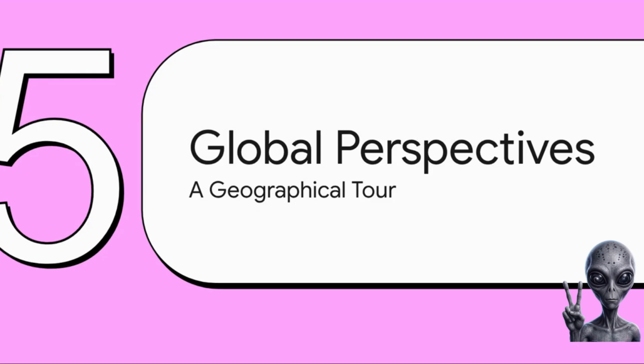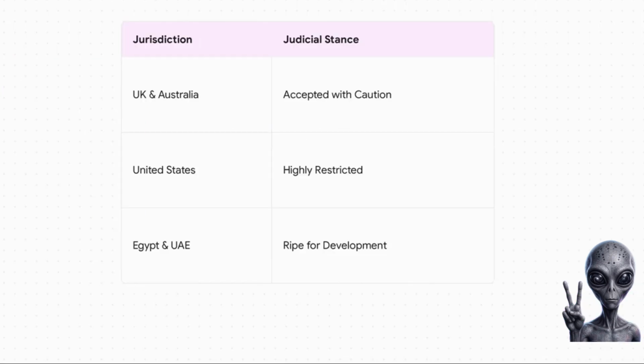Let's zoom out a bit for Section 5, Global Perspectives and Trends, a geographical tour. It's really fascinating to see how different regions handle these massive disputes. In the UK and Australia, courts generally accept global claims, but with a lot of caution, applying a common-sense approach like we saw in Walter Lilly. The United States, though, they take a much, much harder line.